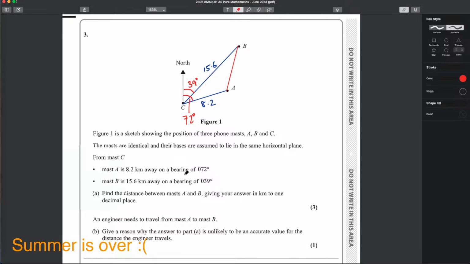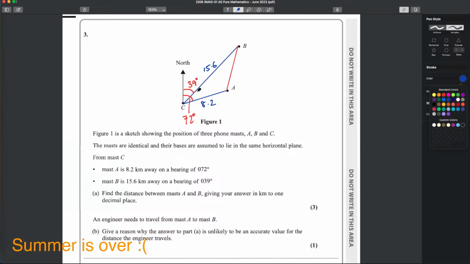This exam paper is an AS level exam paper, so I'm working through that. So far I've done question 2, and I skipped question 1 because I did that in my last video on increasing and decreasing functions. So we're up to question 3, which is clearly on bearings. Alright, so I'm looking at part A, finding the distance between A and B, giving your answer in kilometers.